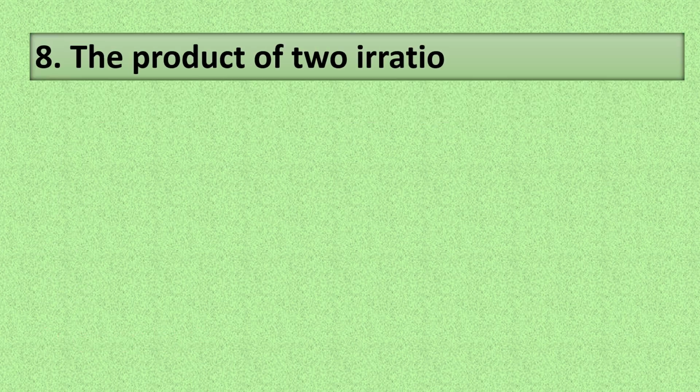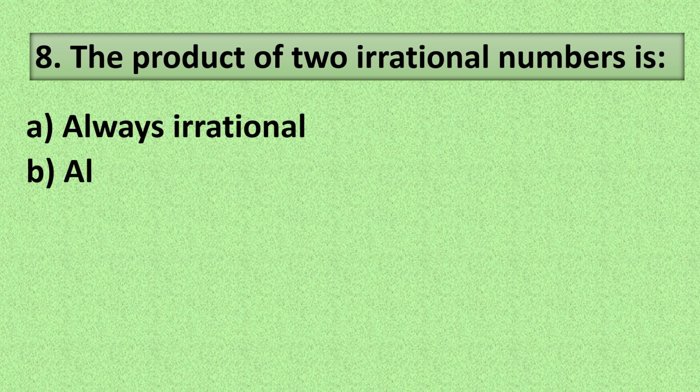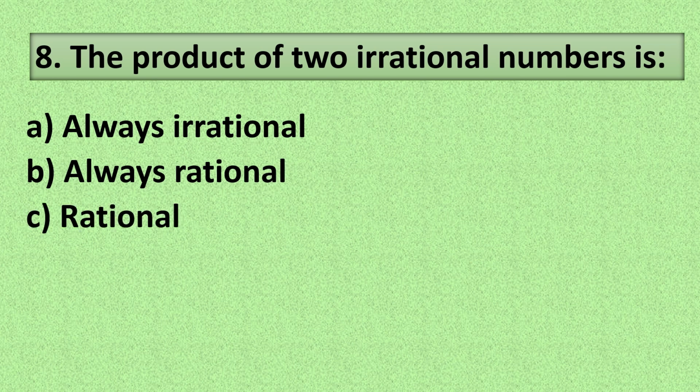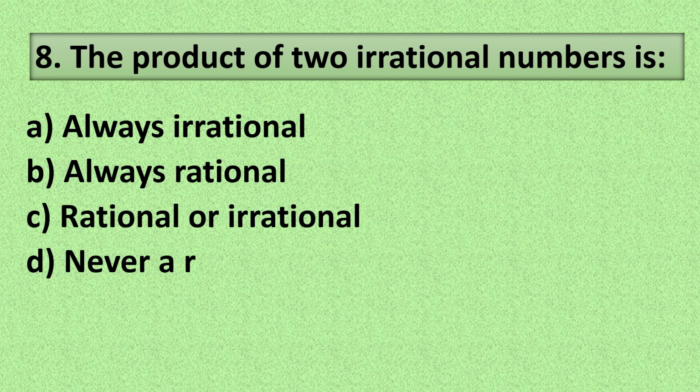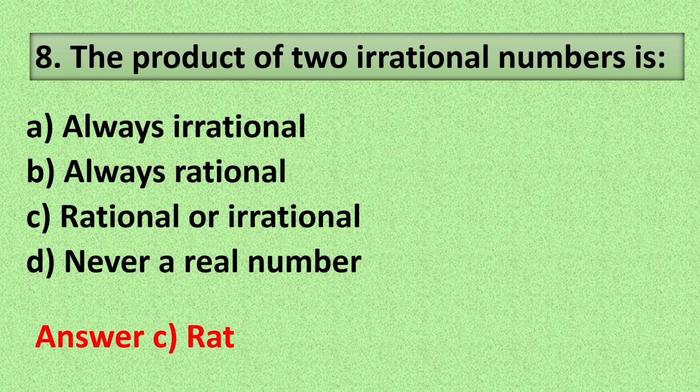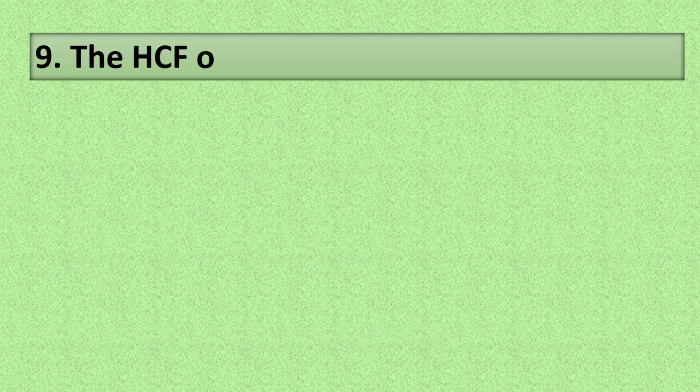Question number 8. The product of two irrational numbers is: options are A) always irrational, B) always rational, C) rational or irrational, and D) never a real number. And the answer is rational or irrational.